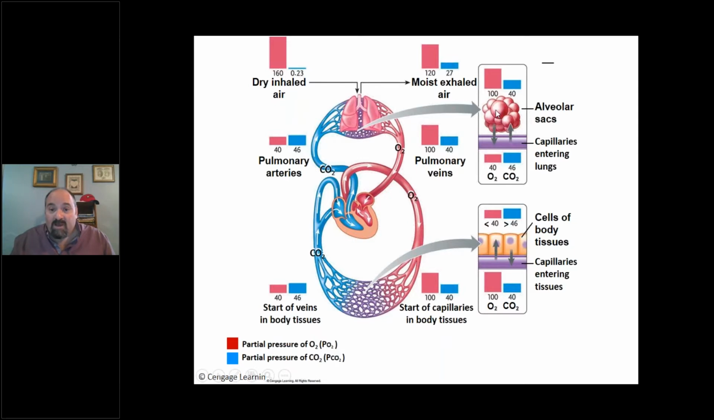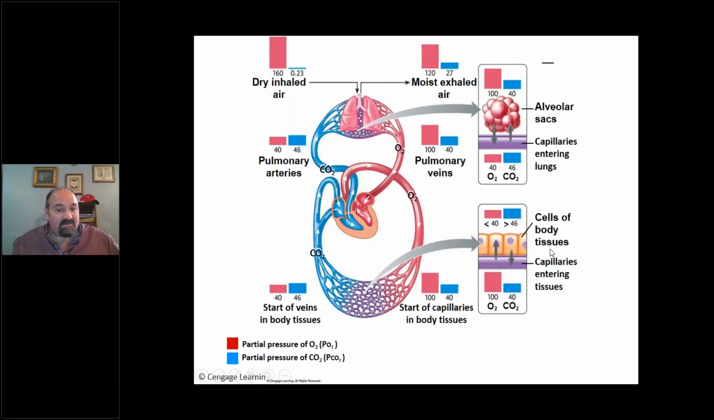We're moving from high concentration to low concentration, high pressure to low pressure, right? High pressure within the lungs, the alveolar sacs, to low pressure within the capillaries. Then the CO2 will be at a higher pressure in the blood and go into the lung, those alveolar sacs, that have a lower pressure. Okay? So that's external respiration.